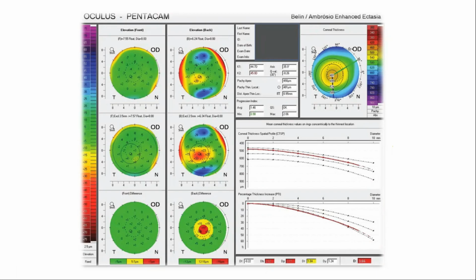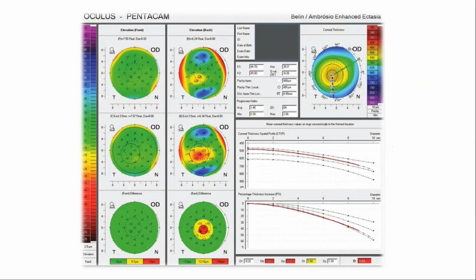Below that, we have the anterior and posterior elevation exclusion maps. In these maps, the BFS is calculated using all the raw elevation data, as I described earlier, excluding the 4 mm zone centered on the thinnest point of the cornea. The bottom two maps are the difference elevation maps. They show the relative change in elevation from the standard elevation map above to the exclusion map in the middle. This is the difference between the above two maps.